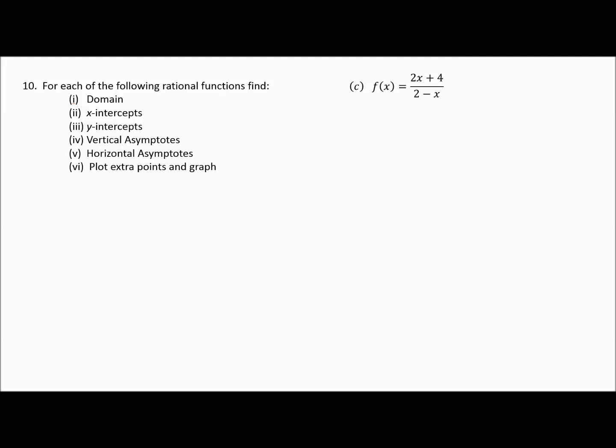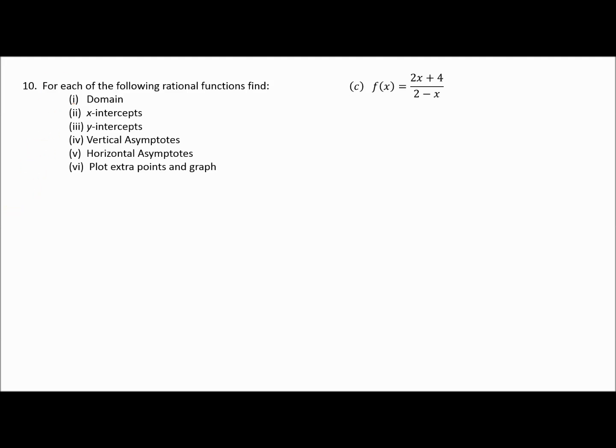Okay. All right, so for problem 10, we're asking the same questions as we asked in the last two, and this function looks very similar to the last two too. Notice the subtle differences between these three problems. So we have 2x plus 4 in the numerator, 2 minus x in the denominator. Once again, we're supposed to find the domain.